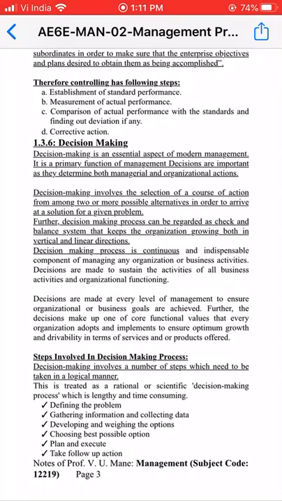Then the decision making process can be regarded as a check and balance system that keeps the organization growing, both in vertical as well as in linear directions. Okay, so in this decision making process, we need to check and balance the system.